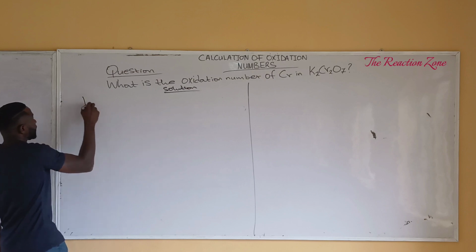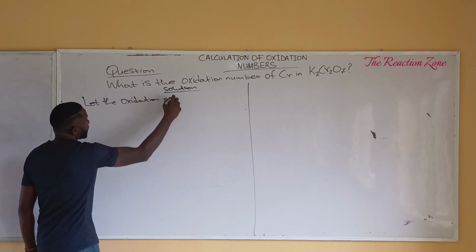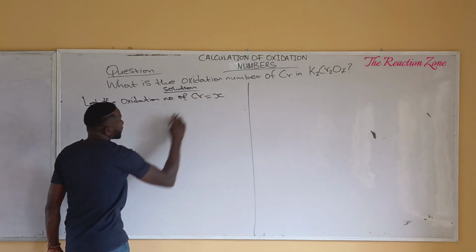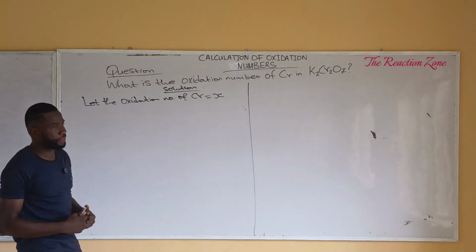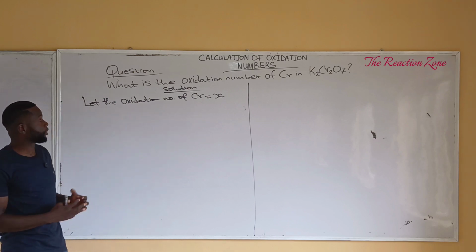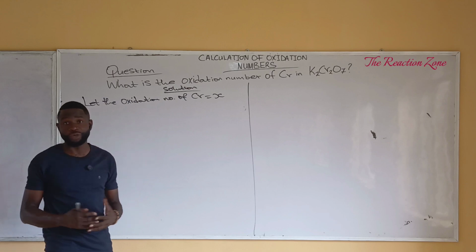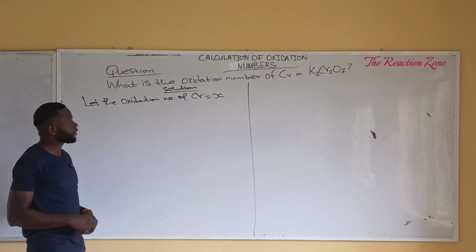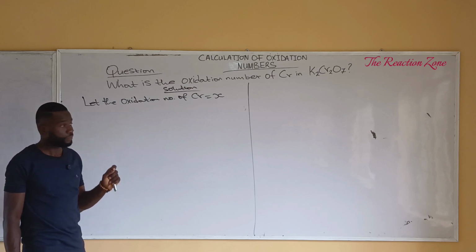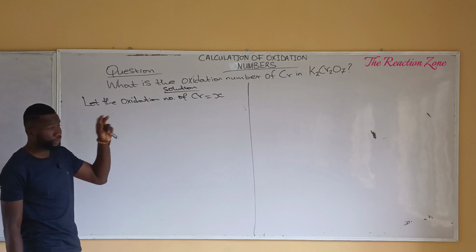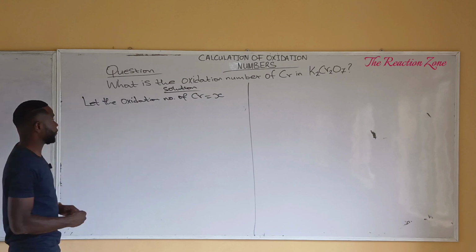And the assumption is, let the oxidation number of chromium be X. The compound is K2Cr2O7. So remember that one of the rules for calculating oxidation number is that the algebraic sum of the oxidation numbers of elements in the compound must be equal to 0. That means that the algebraic sum of the elements in K2Cr2O7, K, Cr, and oxygen, that is potassium, chromium, and oxygen, when we add the oxidation numbers, it must be equal to 0.